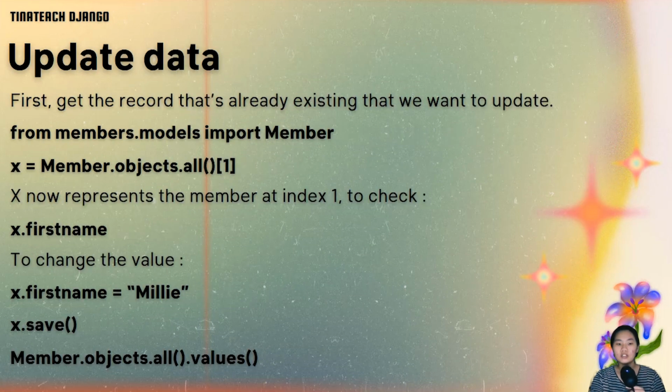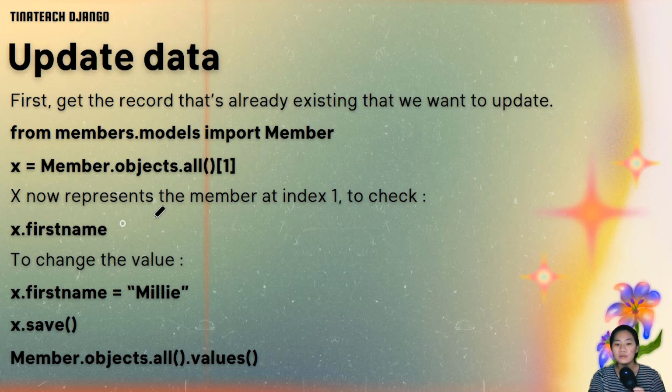Now let's move on to updating data. First, to get the record that already exists that we want to update. Okay, this is different from adding new data. We're changing data. From members.models import Member, you've got to import it in, you've got to get the database. x = Member.objects.all()[1], so we are getting it from index 1, so it'll be 0, 1, the second value. Okay, the second data.